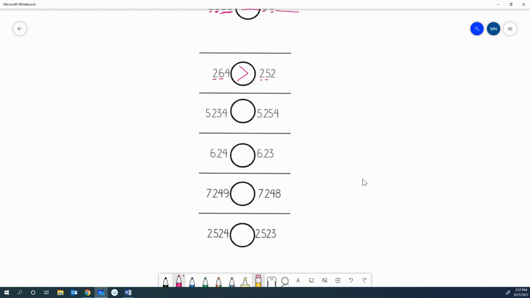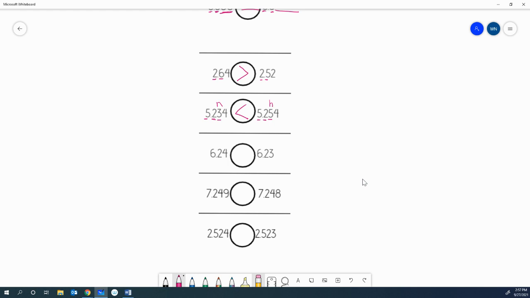Go ahead and try the next one. For this one, I know I have my 5 in my ones place, so those are equal. I have a 2 in the tenths place. Those are equal. But now I get to my hundredths place, and I see I have a 5 and a 3. I know that the 5 is bigger than the 3, so it's less than.